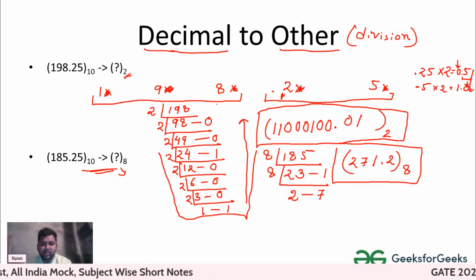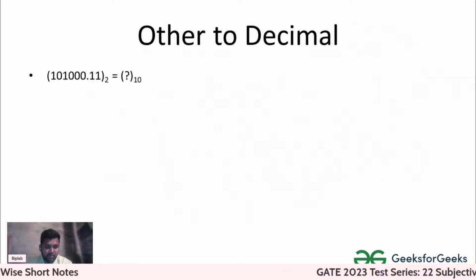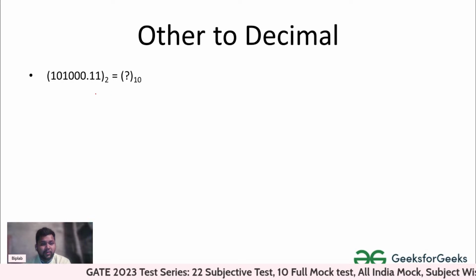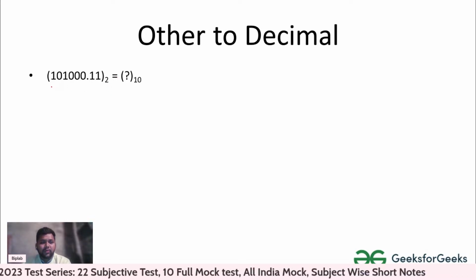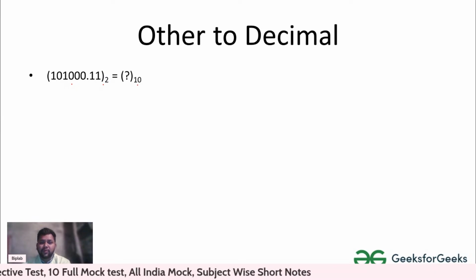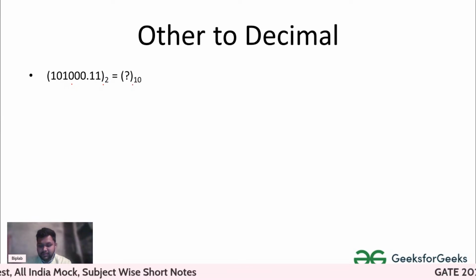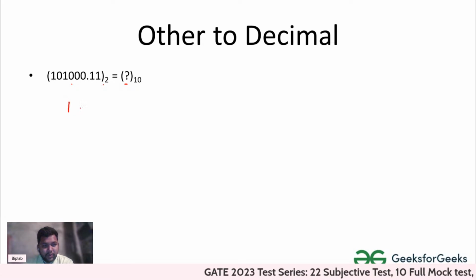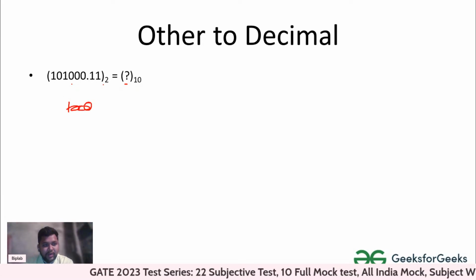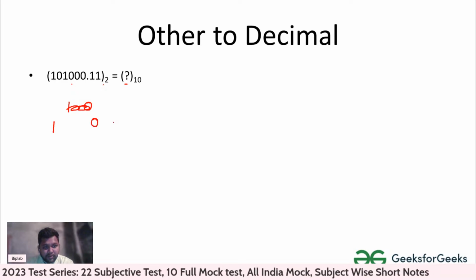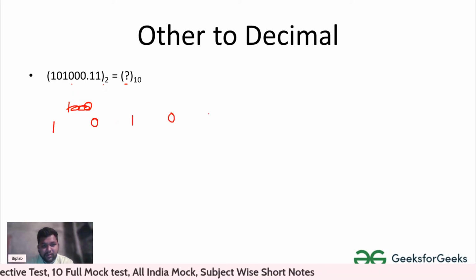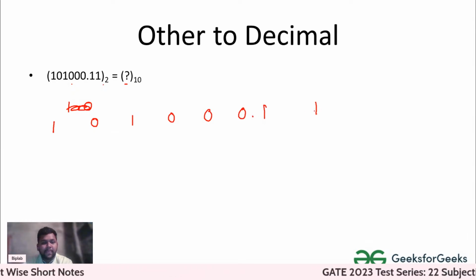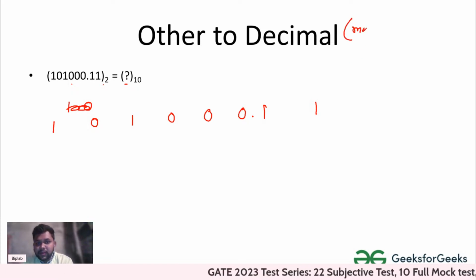Now let's convert any other base to decimal. For example, we are given a binary number that we have to convert to base 10. So let's do it. First, let's write down the number 101000.11. The process is just multiply.